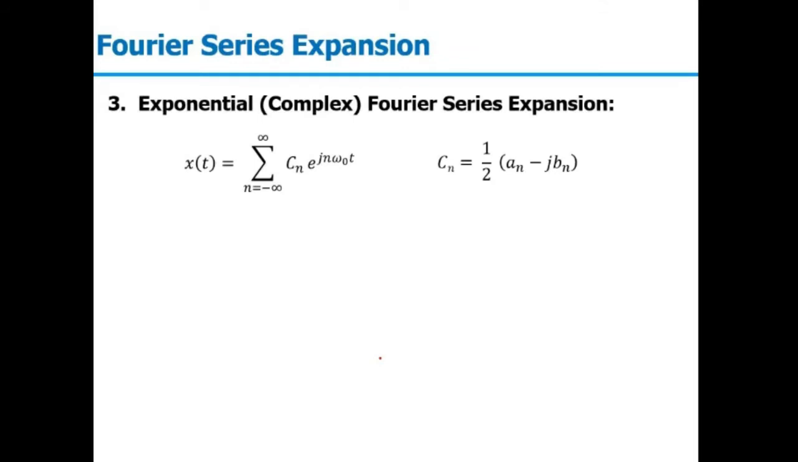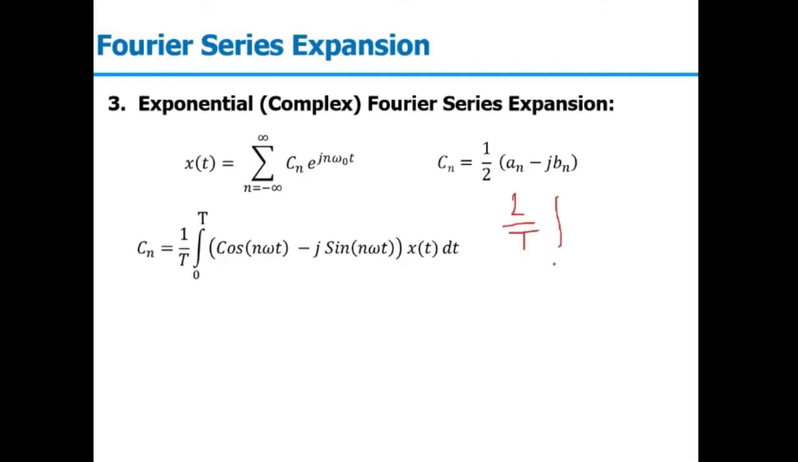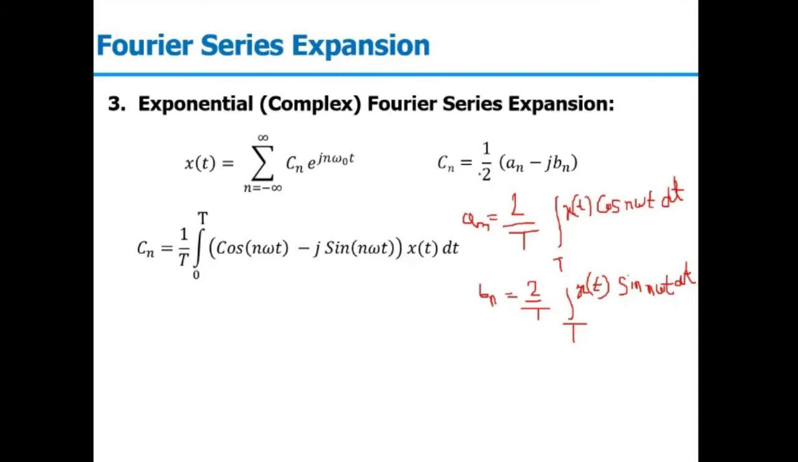Now we will simply put the values of a n and b n, and we will see the final expression, that is how to compute this complex Fourier series coefficient. a n was 2 by T integration over a time period T x of t cos n omega naught t dt. This was the a n value that we studied in our previous lecture. Similarly, b n was 2 by T integration over time period T x of t sin n omega naught t dt. So when we put these values in the formula, the 2s get cancelled out, and it will be 1 by T integration over a time period T of cos n omega naught t minus iota sin n omega naught t times x of t dt.